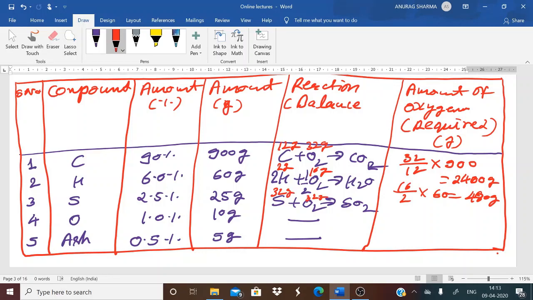And in the case of sulfur, 32 gram of sulfur reacts with 32 gram of oxygen. So 25 gram of sulfur will react with how much oxygen? So 32 divided by 32 multiplied by 25. The answer is 25 gram.